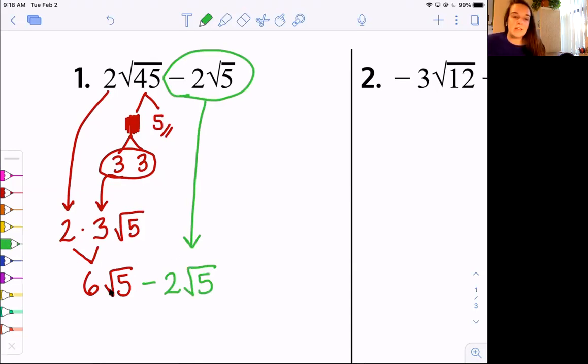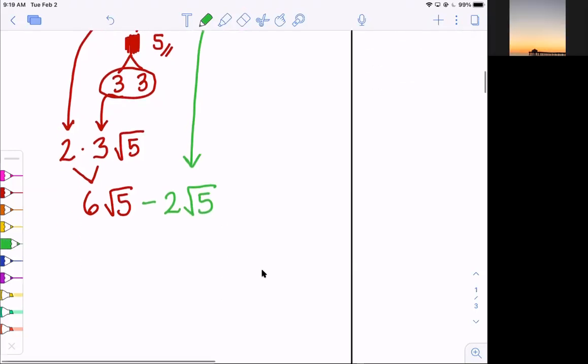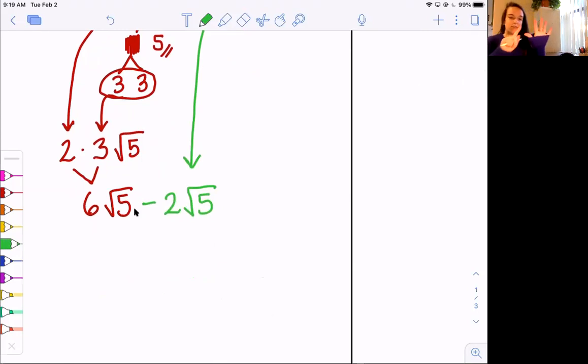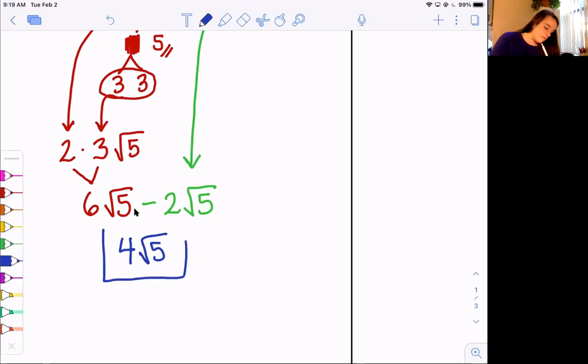Now that I have simplified, do I have like terms? Are they the same number on the inside? Yes, I do. So now I have 6 of these things and I'm taking away 2 of them. So how many would I have left over? 4, totally. Thank you, chat. I have 4 of them left over, and they are square root 5. So I don't just want to write the number 4. I have 4 square root 5 left over. So 6 of those things minus 2 of those things is 4 of those things.